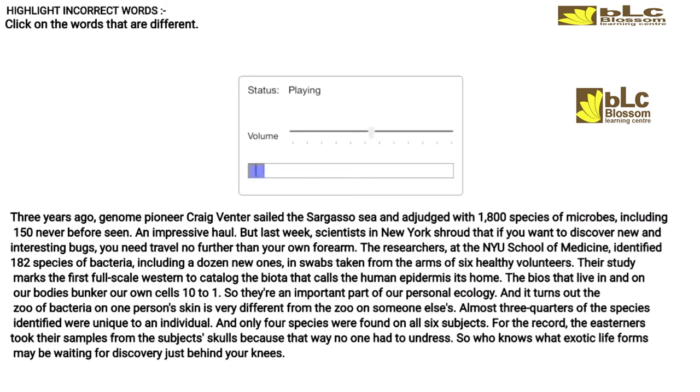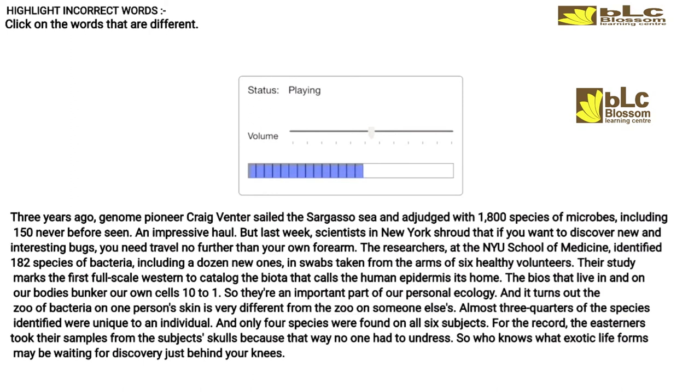This is Scientific American's 60 Second Science. I'm Karen Hopkin. This'll just take a minute. 3 years ago, genome pioneer Craig Venter sailed the Sargasso Sea and returned with 1,800 species of microbes, including 150 never before seen. An impressive haul, but last week, scientists in New York announced that if you want to discover new and interesting bugs, you need travel no further than your own forearm. The researchers at the NYU School of Medicine identified 182 species of bacteria, including a dozen new ones, in swabs taken from the arms of six healthy volunteers. Their study marks the first full-scale expedition to catalog the biota that calls the human epidermis its home.